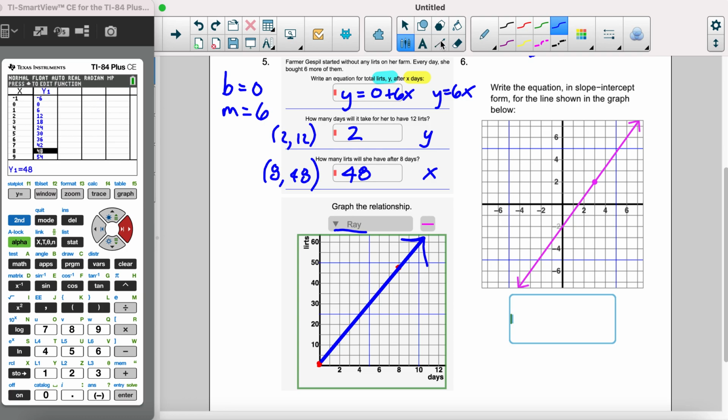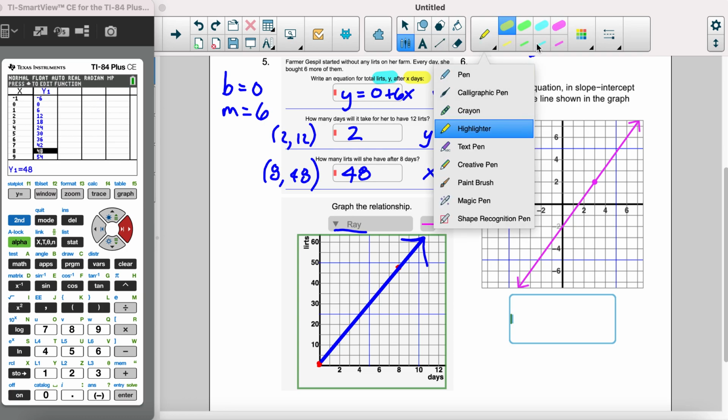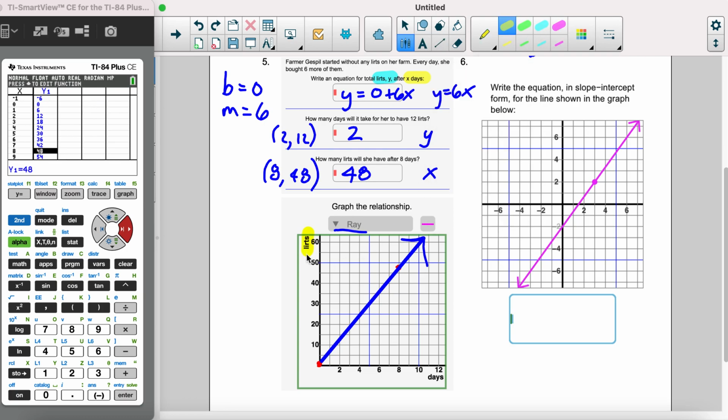And remember, in GMM, you're also going to want to make sure that you choose the correct units, right? So lerts is on our y-axis, so that goes there. And then days is on our x-axis, so that goes down here. And if you need to choose a different scale in the y direction, if your points don't fit, you would do that at that point too.